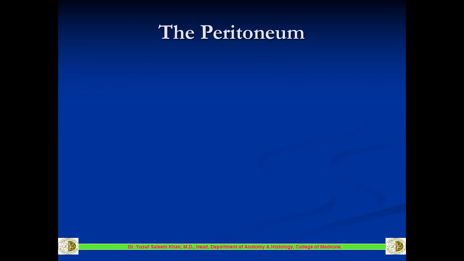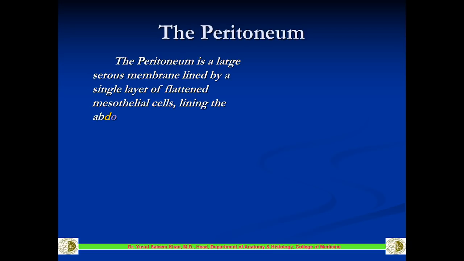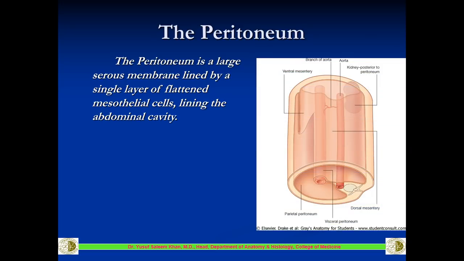So as you know, the peritoneum is a very important thin membrane, a serous membrane, and it lines the whole of the abdominal cavity. This is a large serous membrane lined by a single layer of flattened mesothelial cells. Whenever you imagine the abdomen, within it you can find a thin membrane which completely lines the abdominal wall as well as the organs within the abdomen.